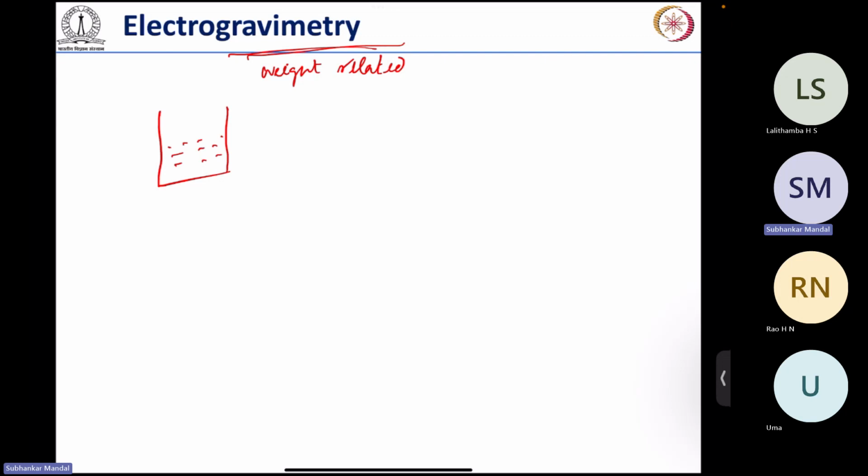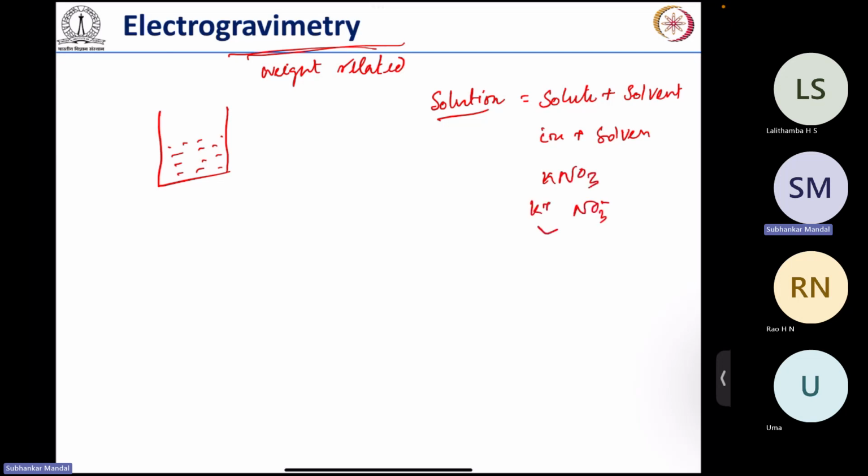Basically, whatever we have learned about solutions: a solution is solute plus solvent. So the electrolyte is one type of solution where your ions and your solvent molecules are there. Like suppose KNO3 solution. You have the K plus and NO3 minus, that is the electrolyte, and suppose water is the solvent. That is called electrolyte because an electrolytic process is happening in the solution. So it is clear.